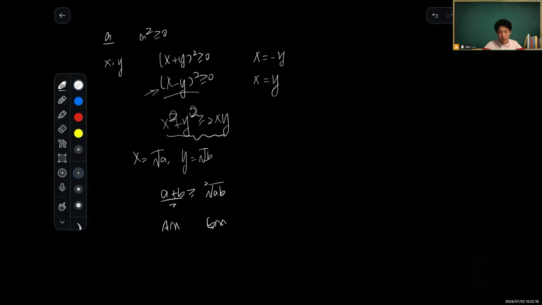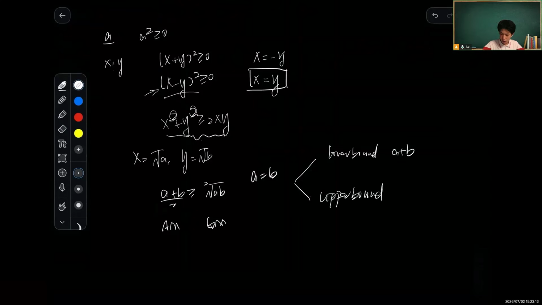And when does equality occur again? You might recall, since we're claiming equality occurs when x equals y, in this case a is equal to b. In fact, the left side and the right side are equal. So this inequality has two layers of meaning. The first layer is that there is a lower bound to the sum of two numbers. And the second layer of meaning is that there is an upper bound to the product of two numbers, given the other thing stays the same.